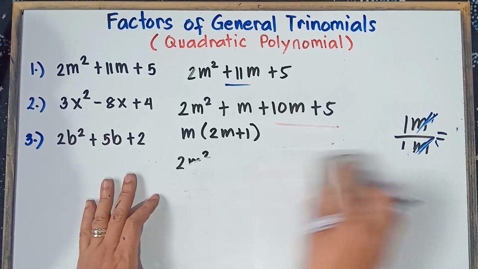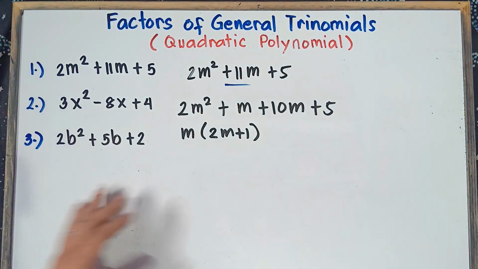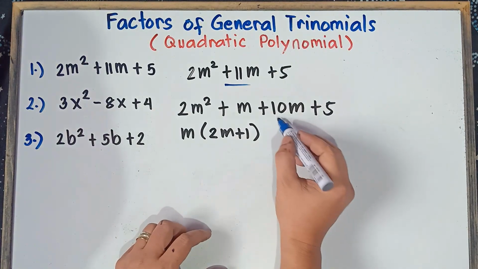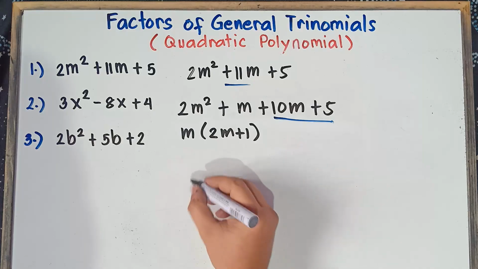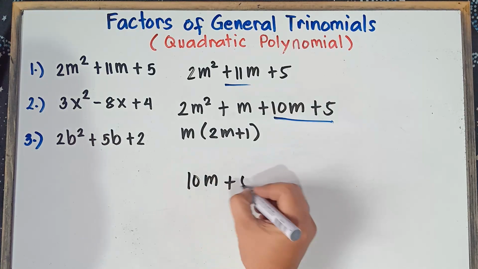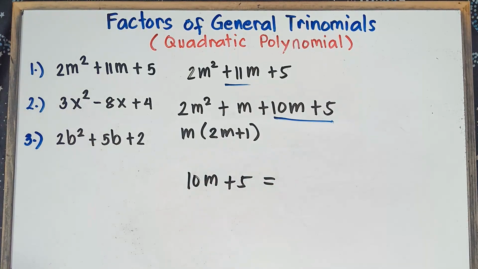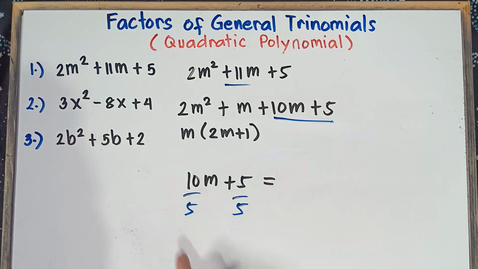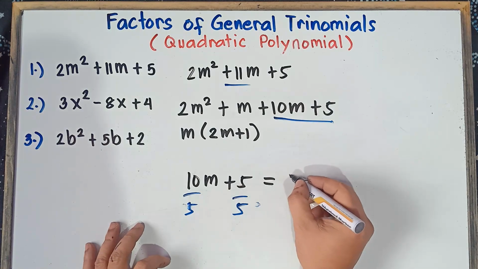Alright, and the next step, class, you factor this out. So you factor out the third term by the fourth term. So this 10m and then 5. So 10m plus 5. What would be the greatest common factor, class, with regards to the numbers? That's correct. That's only 5, right? We can divide 10 by 5. We can also divide 5 by 5. So therefore, the greatest common factor of 10 and 5, that's only 5.